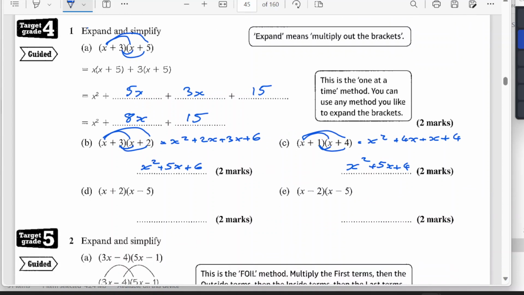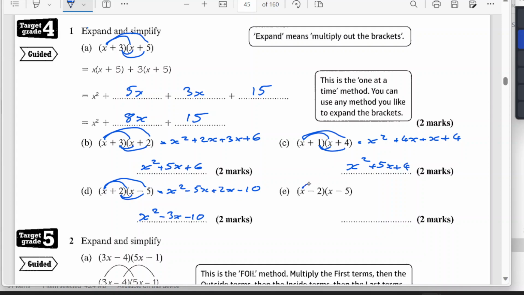For D, we've got a negative, but we're not going to let that catch us. So x times by x would give us x squared. X times by minus 5 would give us minus 5x. 2 times by x would give us plus 2x. And then 2 times by minus 5 would give us minus 10. And then we collect our middle terms, same as before, x squared minus 3x minus 10.